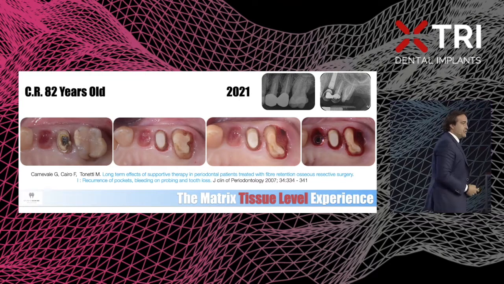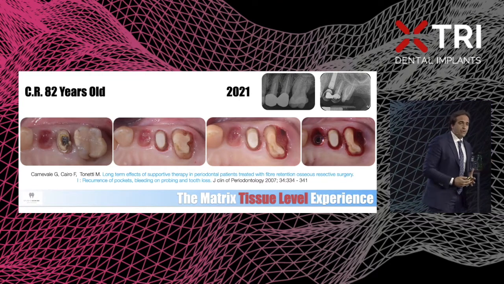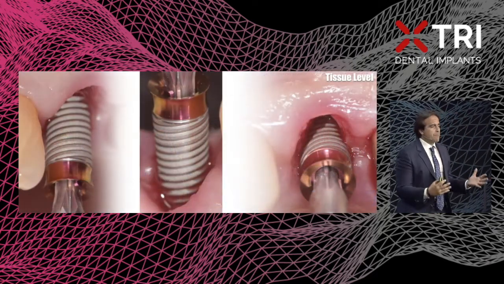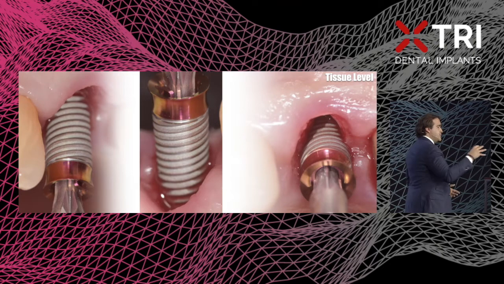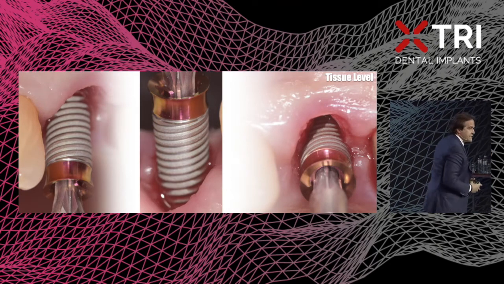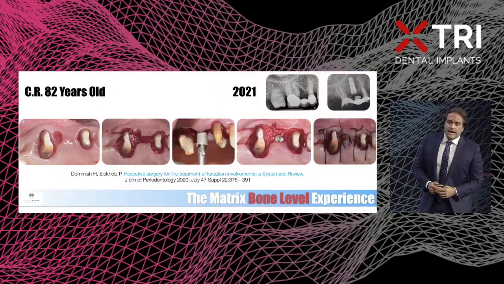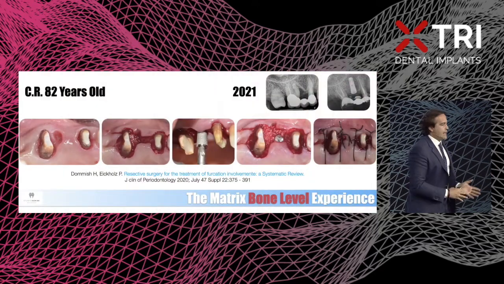This case is a tissue level implant, and this case is nice because on one side a tissue level implant was placed, and here you see a few snapshots of the procedure of the tissue level matrix implant, which is going inside the fresh extraction sockets. And on the other side, the same procedure, but with a bone level implant.